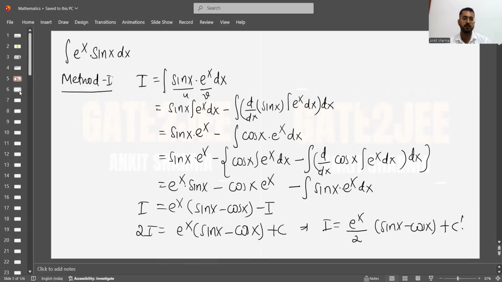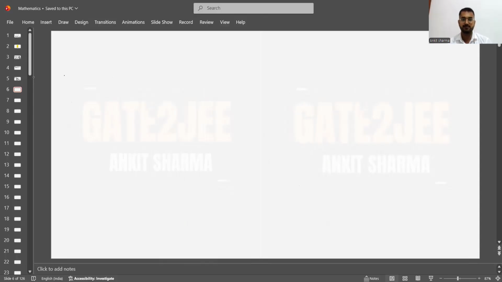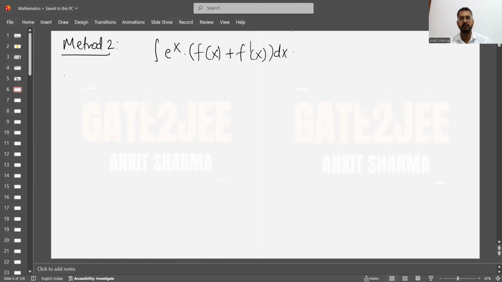Now let's go for method two, which I did in my class. Method two simply uses a rule, which you might be knowing, and this is the integral of e to the power x into f of x plus f dash of x dx. This turns out to be e power x into f of x plus c.